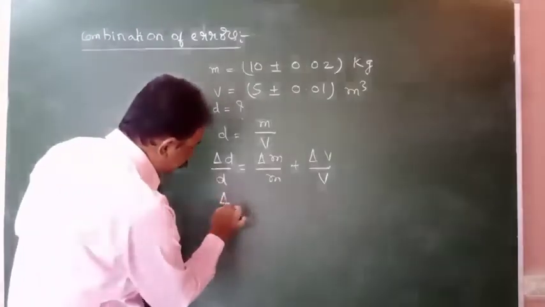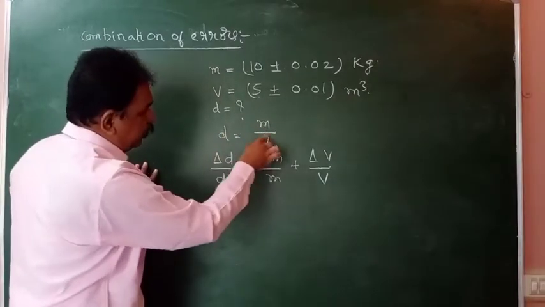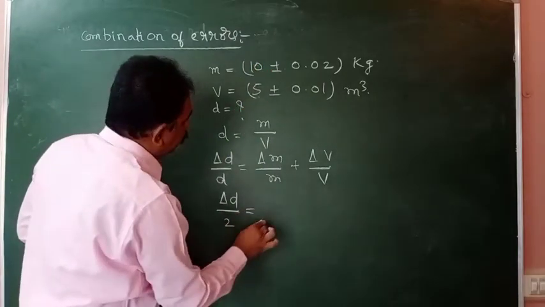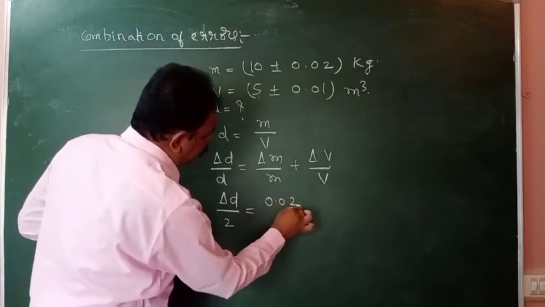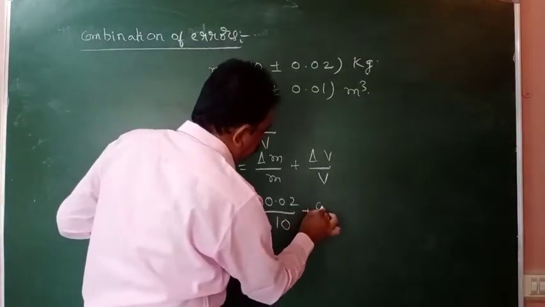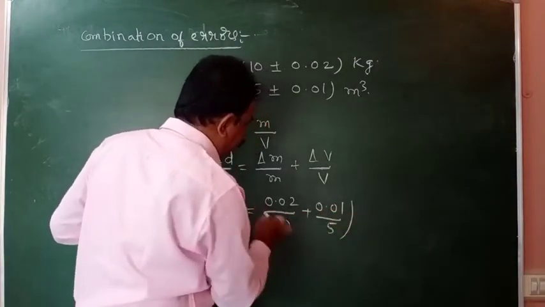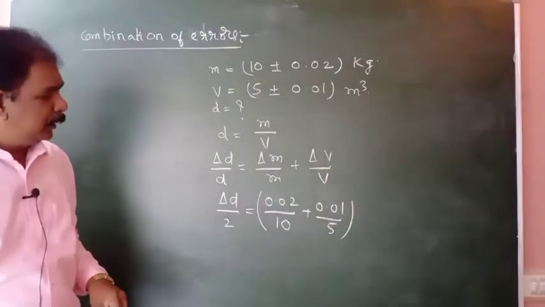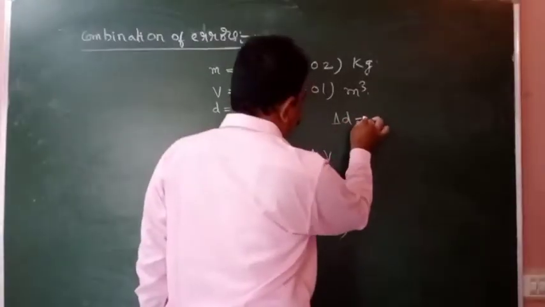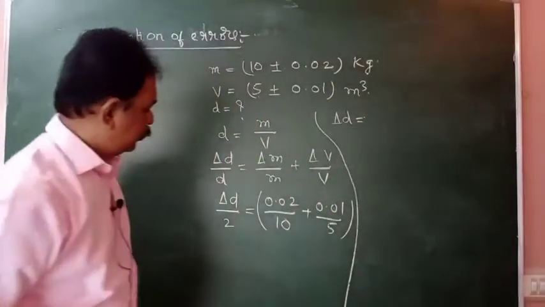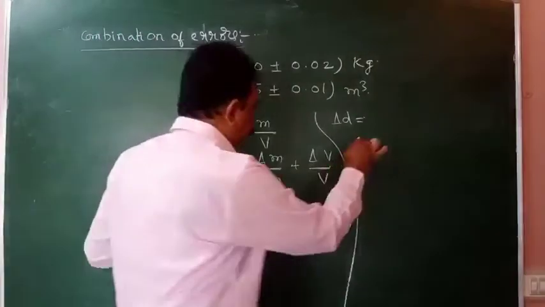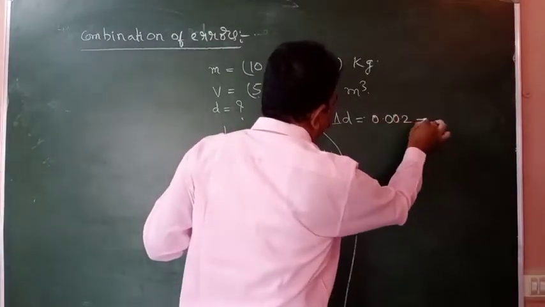So then delta D by D is equal to M by V, na? 10 by 5, that will be equal to 2. Delta M value 0.02, M value 10. Delta V value 0.01 by 5. Clear? So then delta D is equal to, if you bring this to this side, this value 0.002.